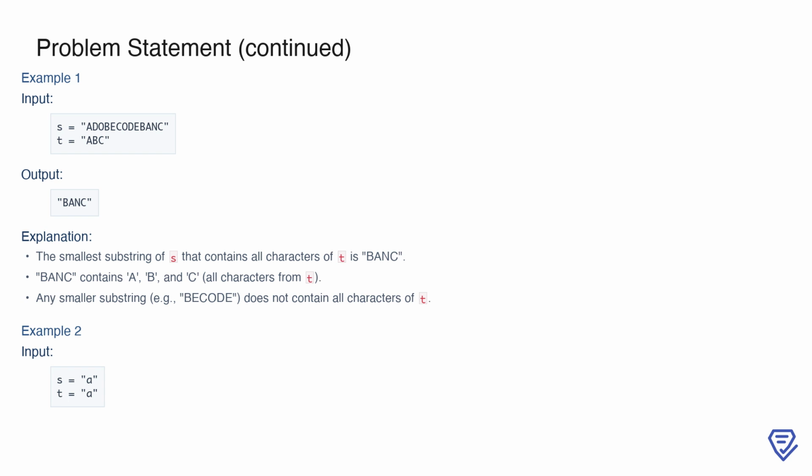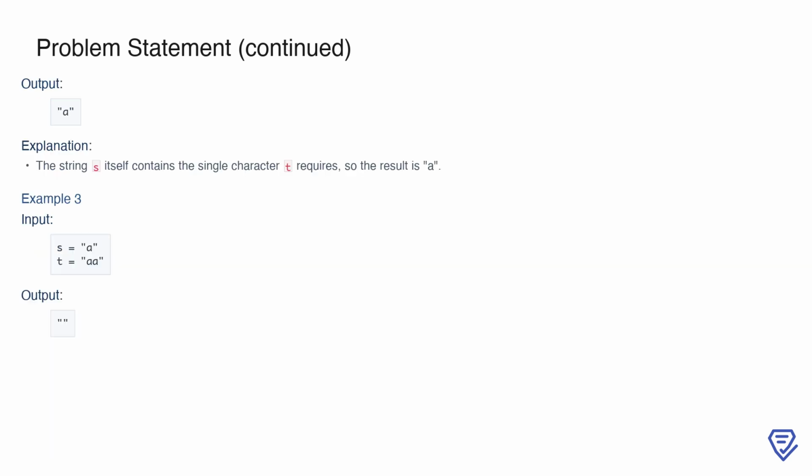Now, in a simpler case where both S and T are just the string A, the output is A because S already contains exactly what T requires. These examples illustrate how the solution must account for both the size and content of the substrings to determine the result. In contrast, consider the case where S is A and T is AA. Here, the output is an empty string.